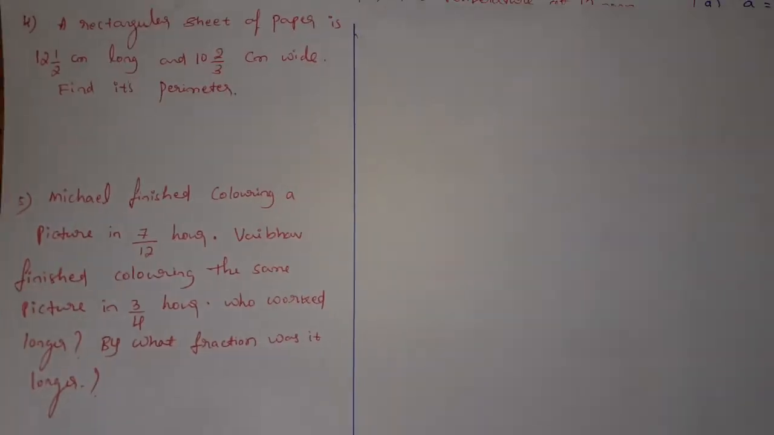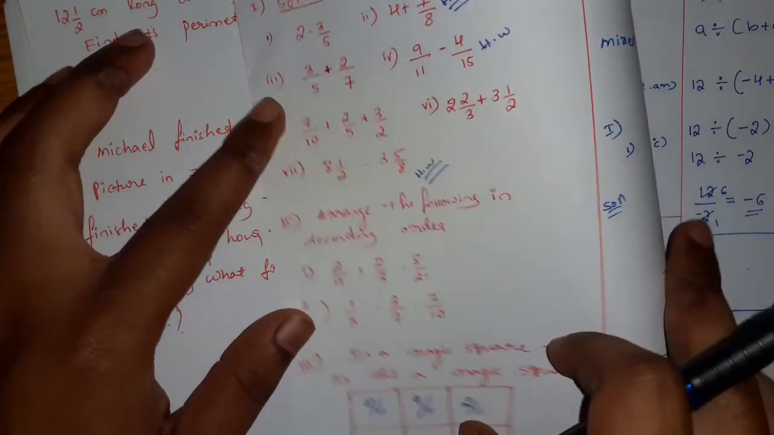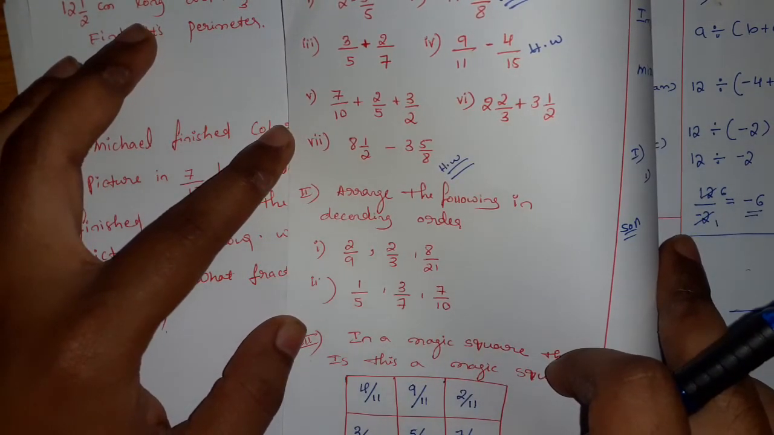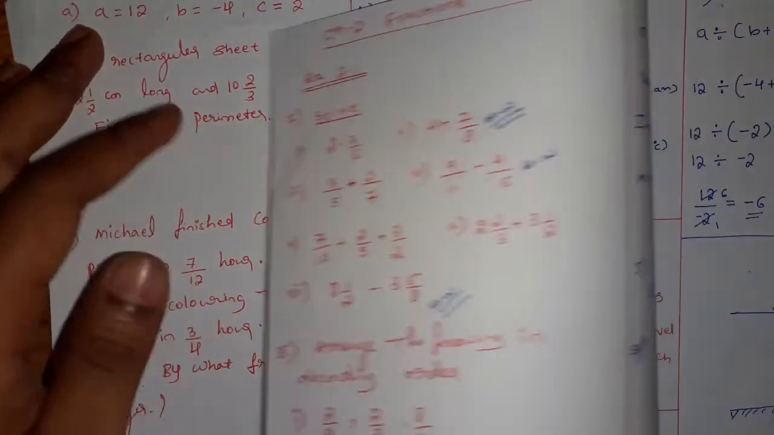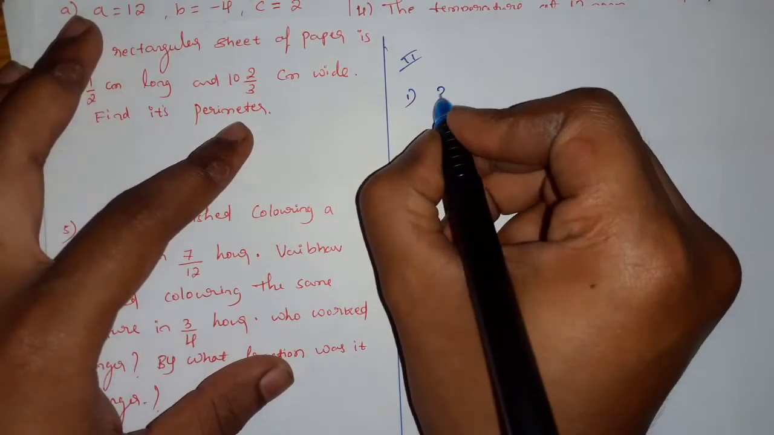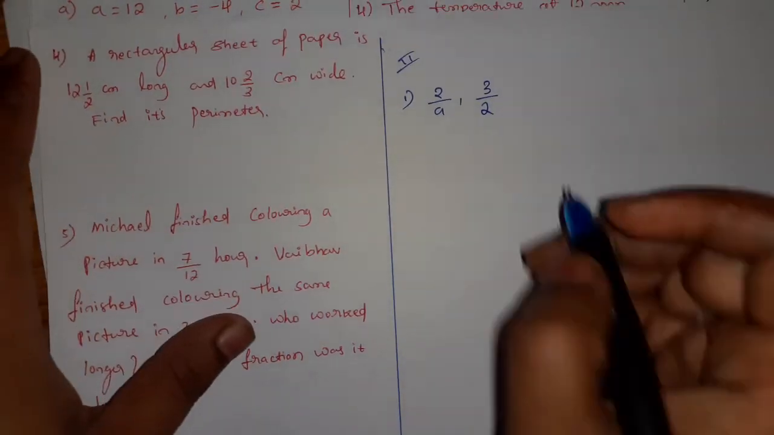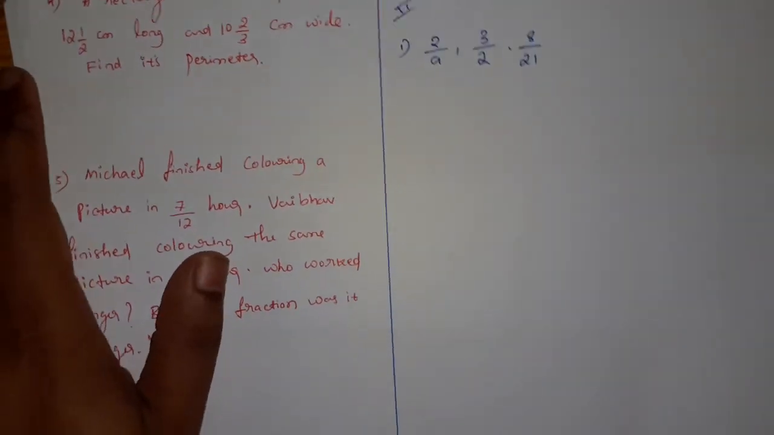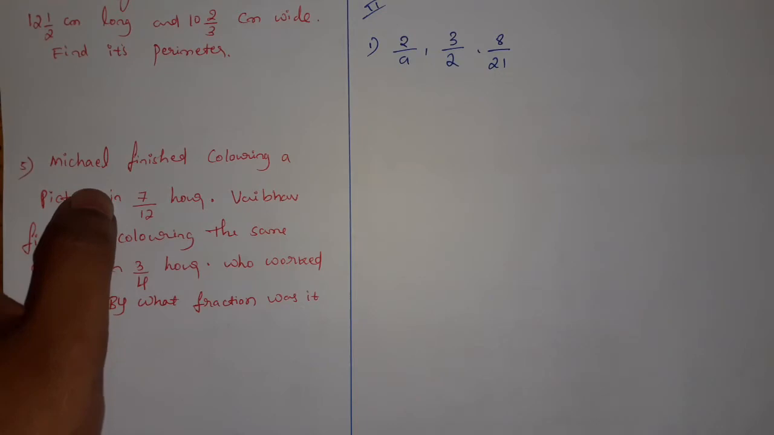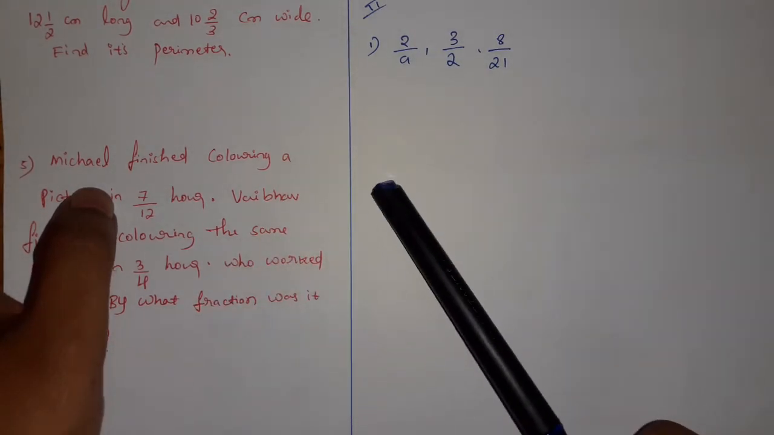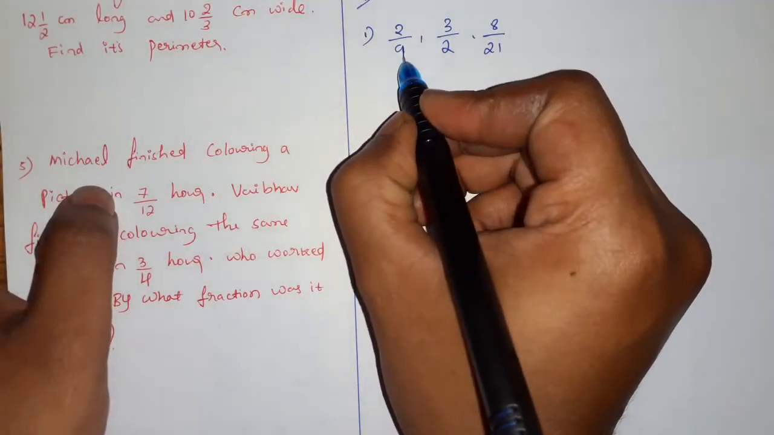See here. Arrange the following in descending order. The question is 2 by 9, 3 by 2, and 8 by 21. Okay, you need to arrange them in descending order. What do you mean by descending order? Descending: first the larger one, then smaller, then the smallest. Okay, larger, smaller, smallest, then it is known as descending order, decreasing order.